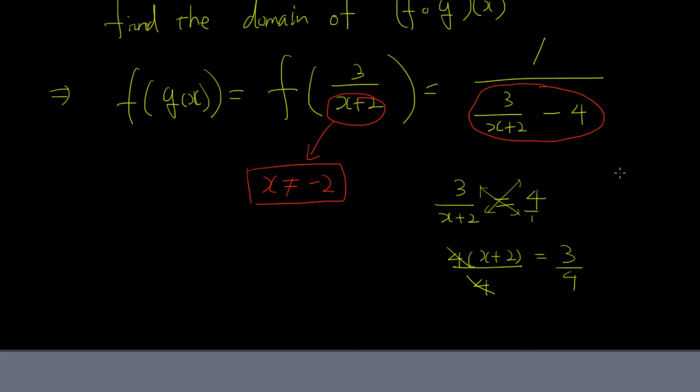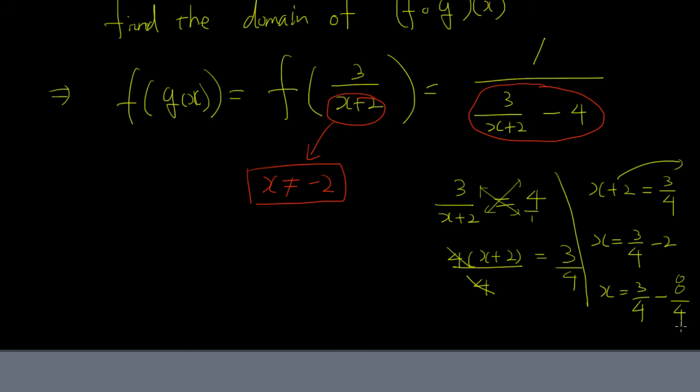So this would be x plus 2 equal 3 over 4. Moving this to the other side would be x equal 3/4 minus 2. That would be 3/4 minus, I want the common denominator, so it will be 8 over 4. So now we have common denominator, 3 minus 8 over 4, x equal -5 over 4, right? And we do not want that to be equal to 4. That's why we found this.